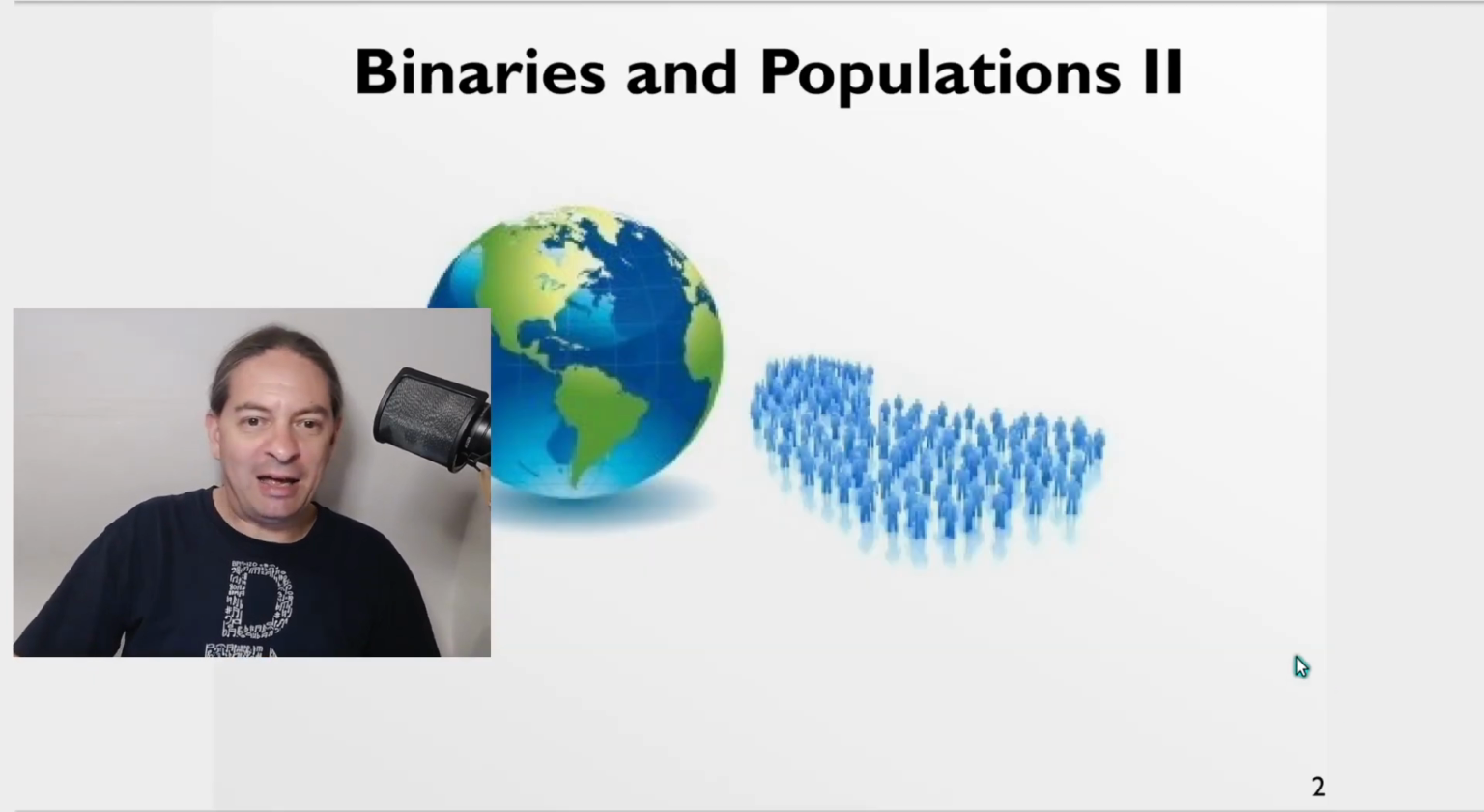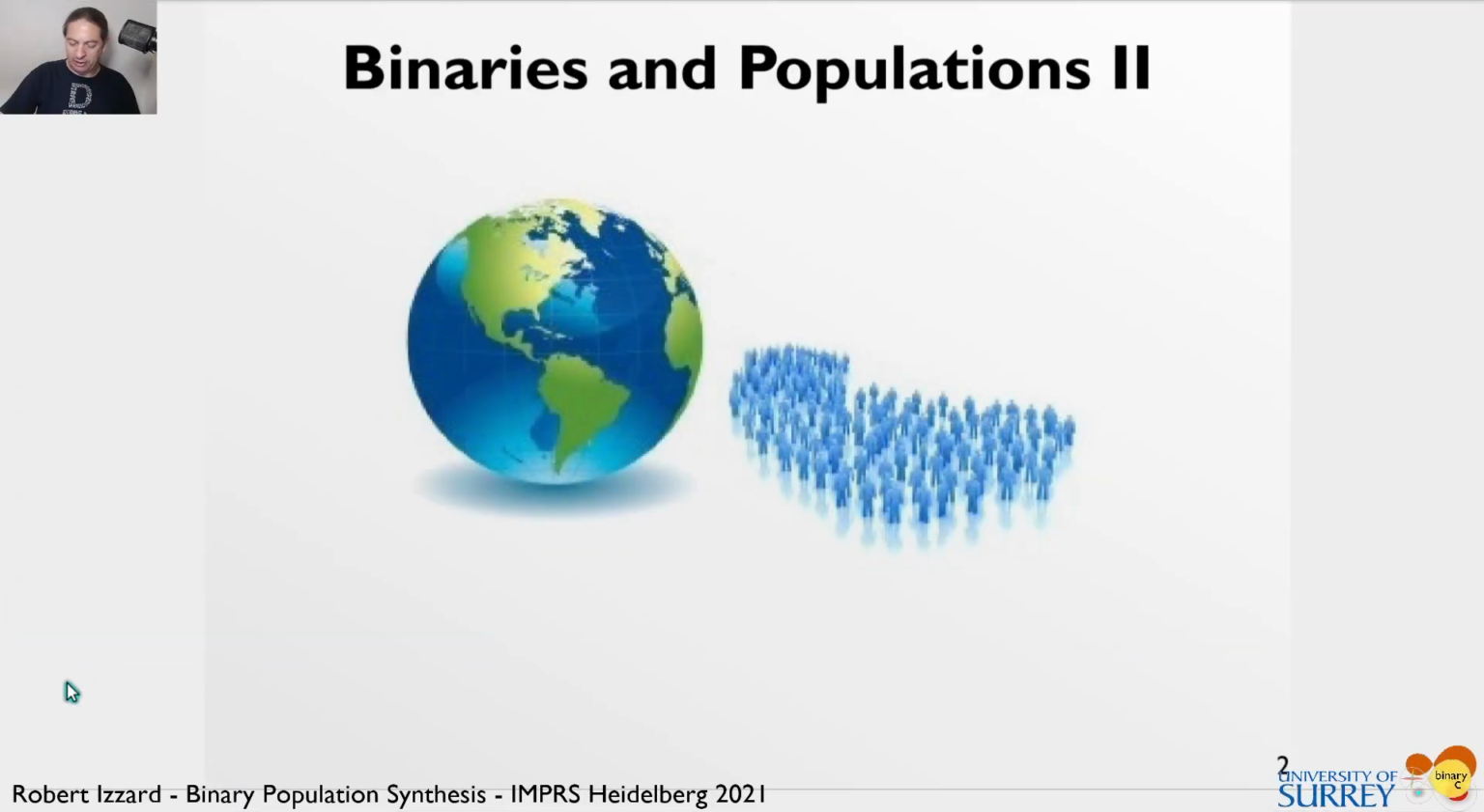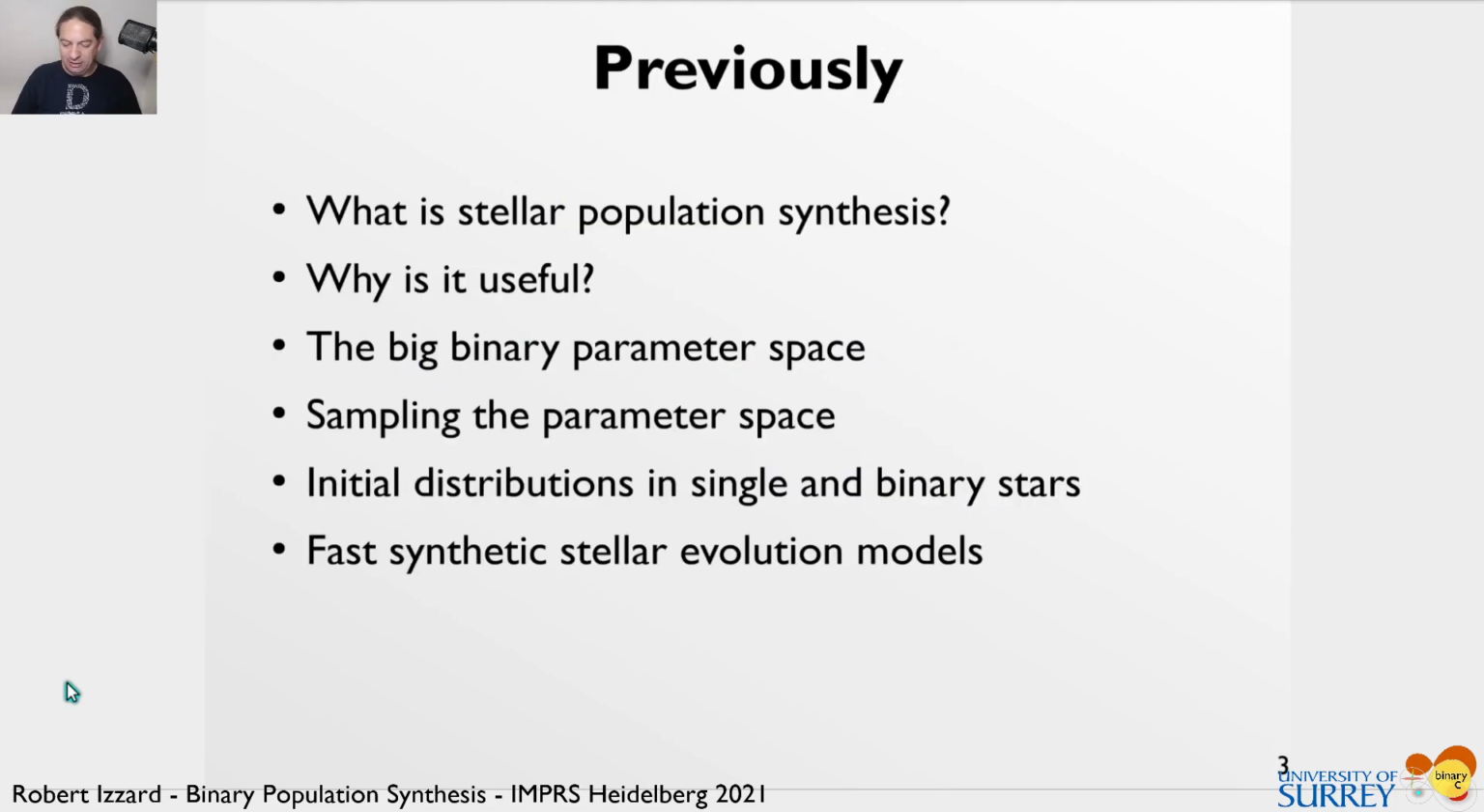Let's have a quick recap of what we did in part 1. This is part 2, as you see. We've got an opening slide just to remind me in case anybody looks at this video again. What did we look at previously? So we had a long look at what population synthesis means, why it's useful, and we had certainly a good look at the big binary parameter space. And we discussed in detail how to sample that space effectively.